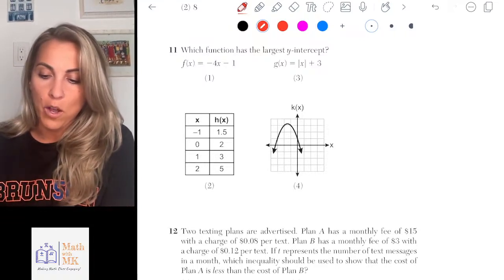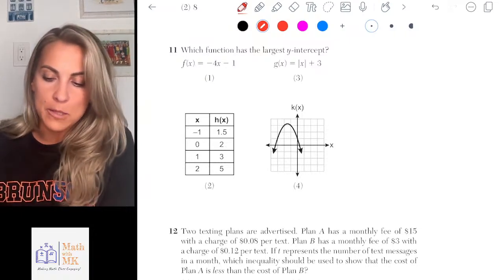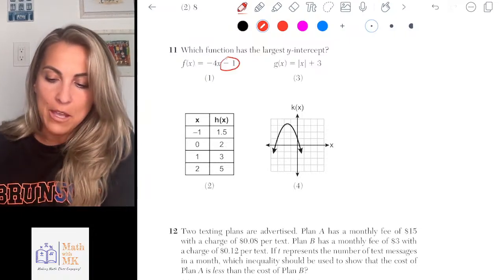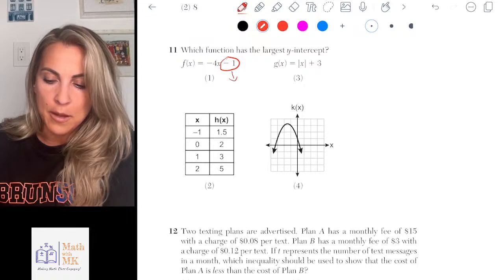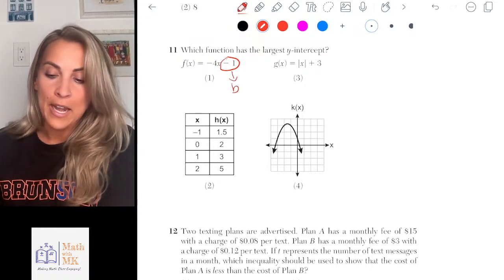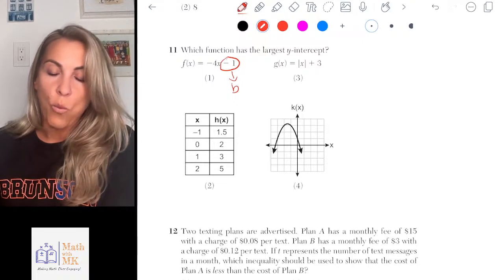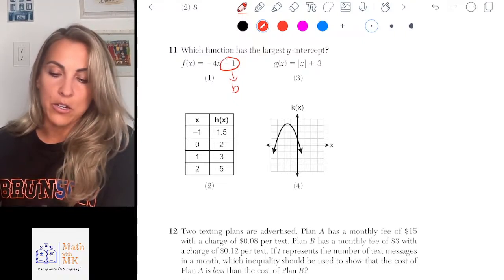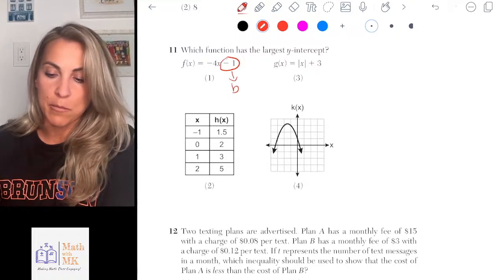So in choice number 1, I have a linear function, y equals mx plus b. I know that the b value is my y-intercept. That's my y-intercept here, -1. So that's a line that has a slope of -4 and a y-intercept of -1. So there's my y-intercept for answer choice number 1.